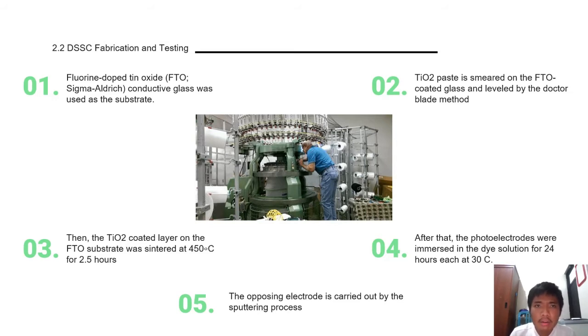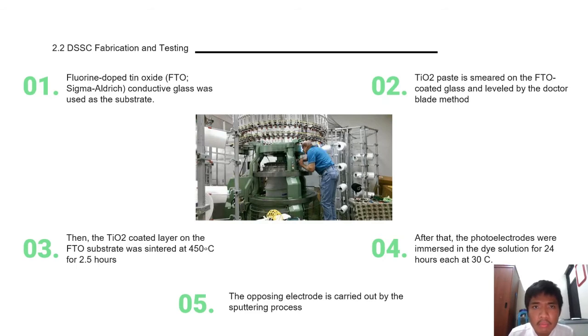For the last, number 5, the counter electrode is prepared by the sputtering process. Cathode platinum was deposited on FTO glass in a vacuum tube at 9.5 x 10^-5 torr.